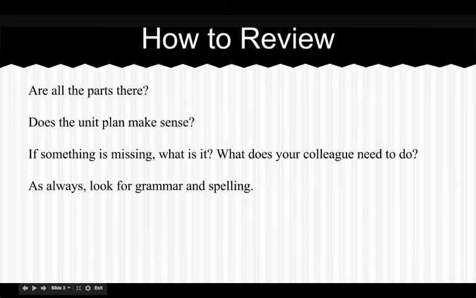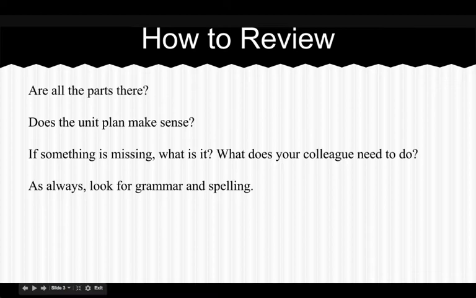So first, when you're looking at it, are all of the parts of the unit plan there? Did they skip over anything? Did they fill in text in some area but not all that they needed to do? Make sure everything's there. Use a blank template to make sure you filled in all the spots.